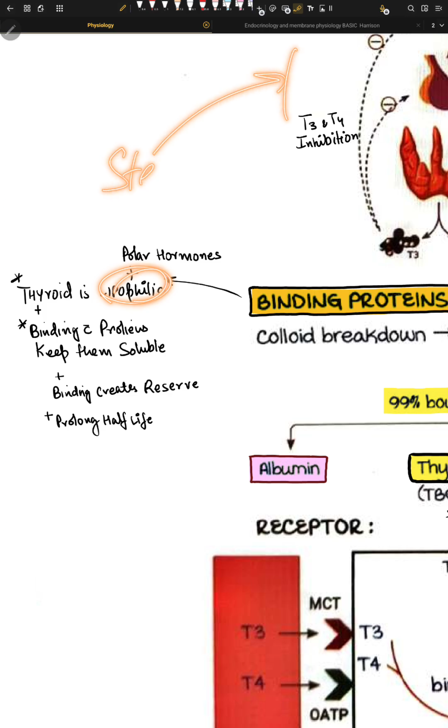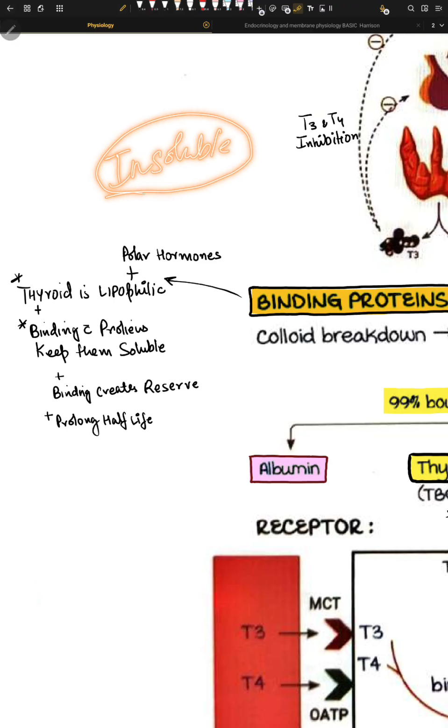They can go inside the bilipid layer of any cell. They bind to protein to keep them soluble. Lipophilic means they are phobic of water. They hate water, right? A hormone can be lipophilic, or it can be insoluble, basically insoluble in water.